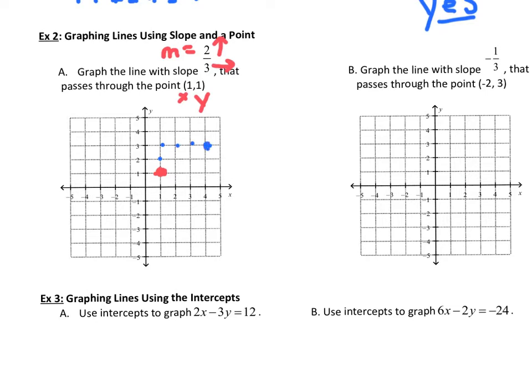Put a dot. I'm going to do the same thing but go the other way. I'm going to go down 2 and backwards 3. And that way I can make a line right through those points.